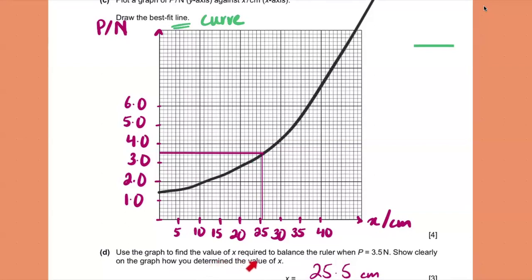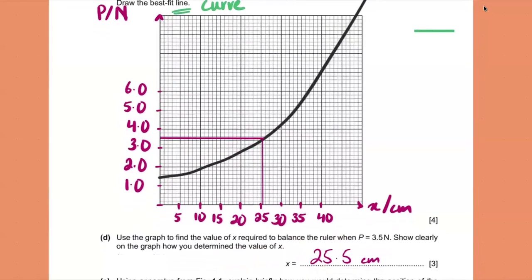So use the graph to find the value of x required to balance the ruler when P equals 3.5. So I just draw at P equals 3.5, and the value turns out to be 25.5 centimeters.